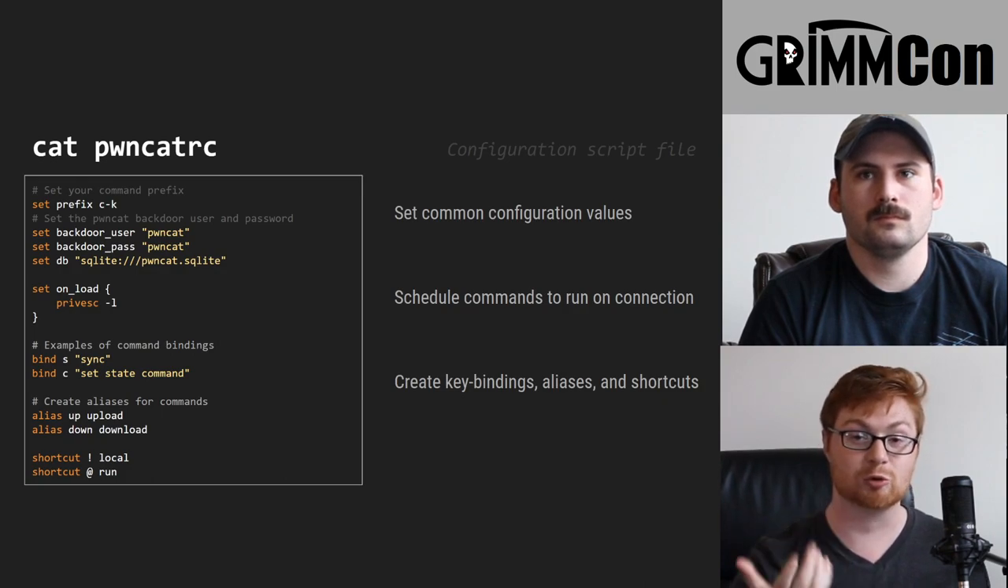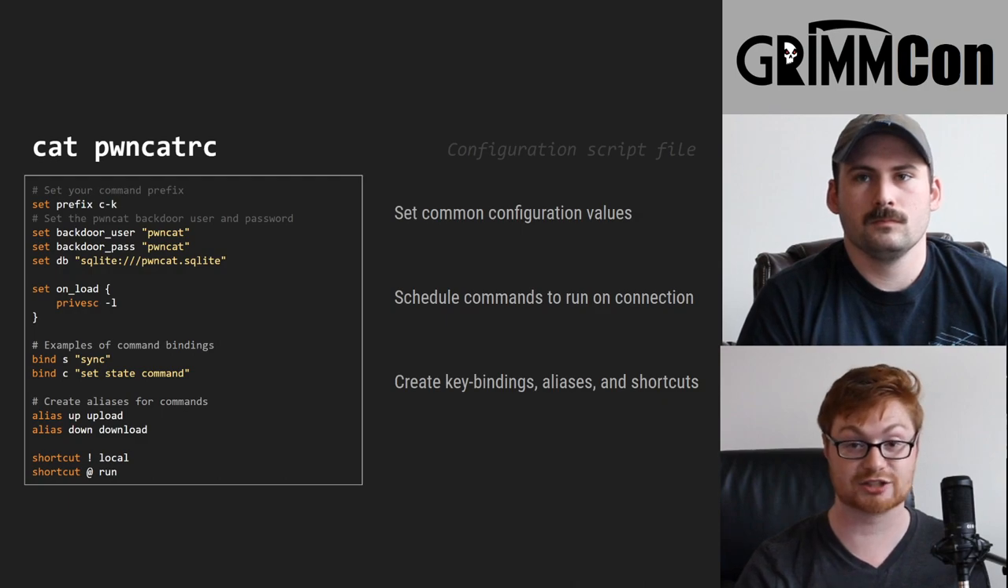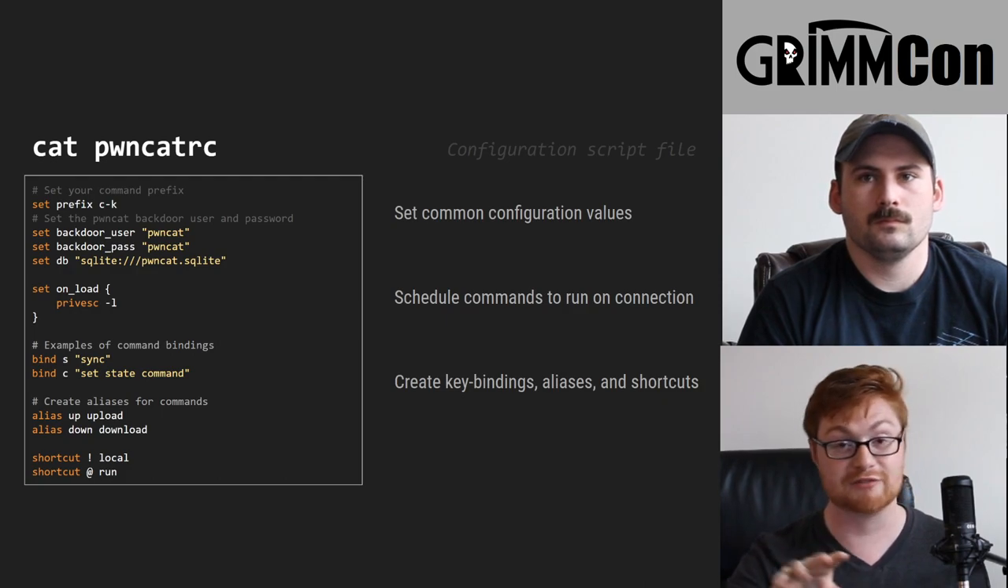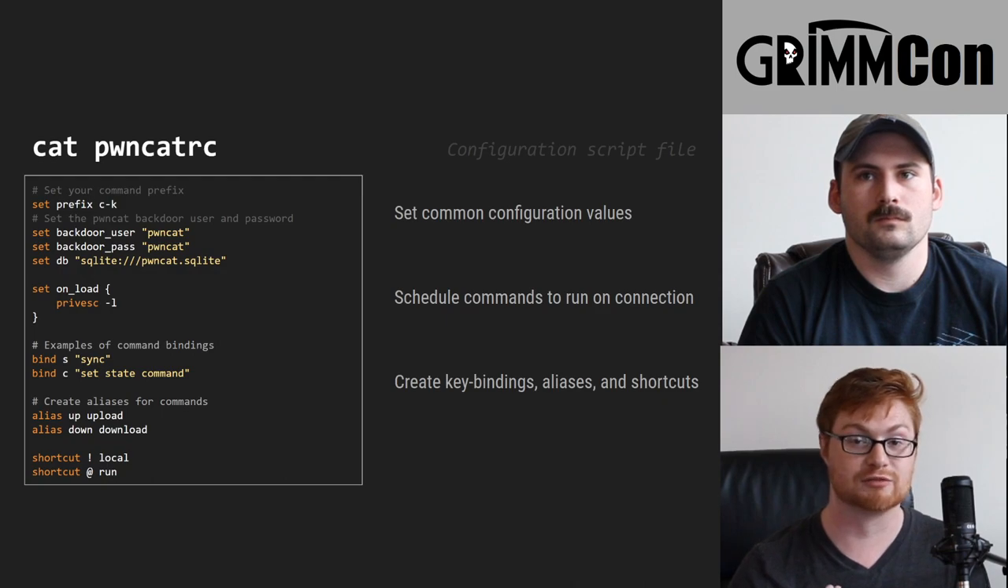One of the really cool things you can do with this configuration file is that you can specify commands or things that you want to happen immediately once you get that connection. So you can see that syntax here, just in the displayed code. We've got set onload, we will run privesc -l, and what that means is we'll look for all those different privilege escalation routes or opportunities, and we'll touch on that more.